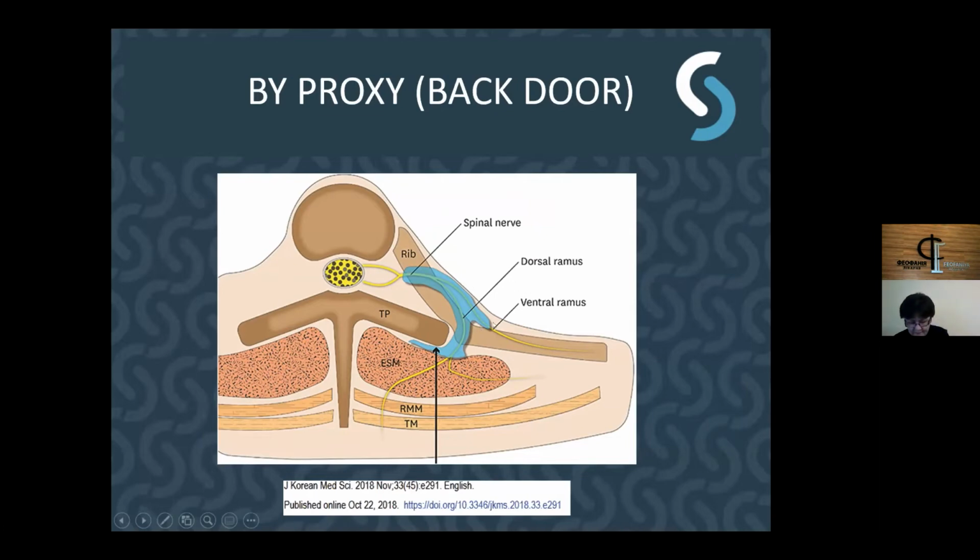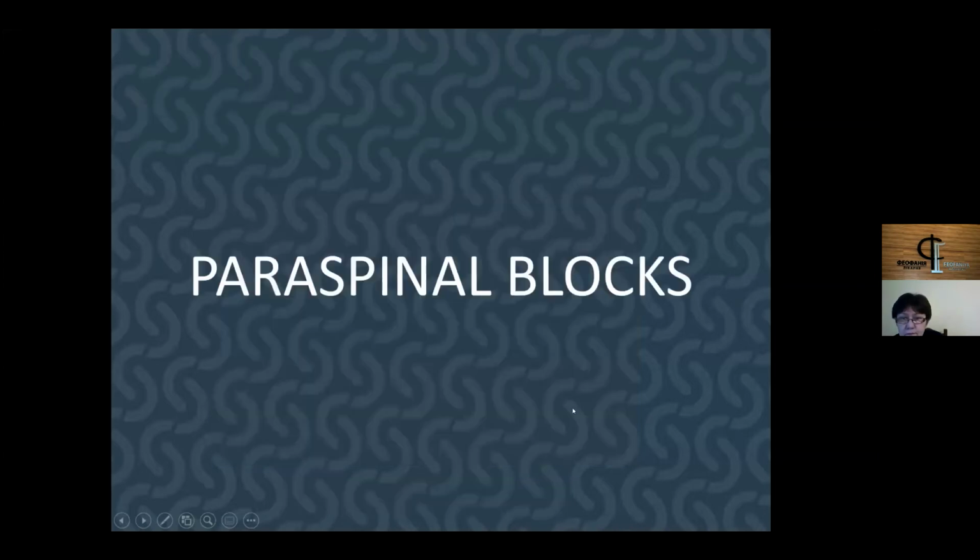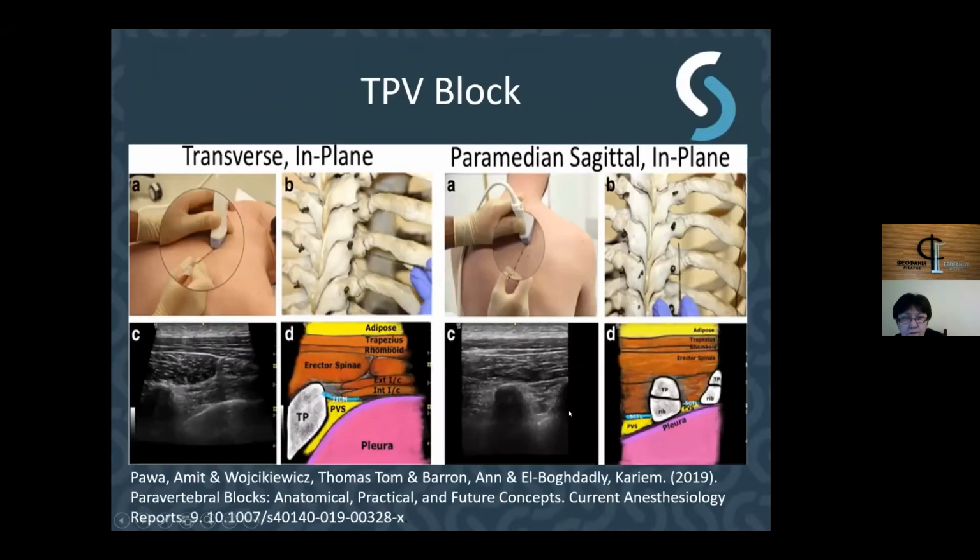That's why we get not only the somatic pain relief, we can also get some visceral pain relief as well, because it spreads towards our sympathetic chain as well. Now, let's look at some of these paraspinal blocks. Firstly, the paravertebral block. I'm not going to go into too much detail.